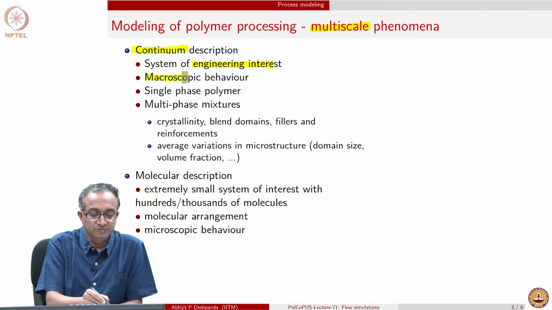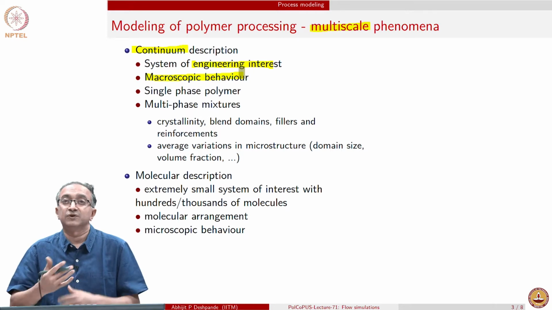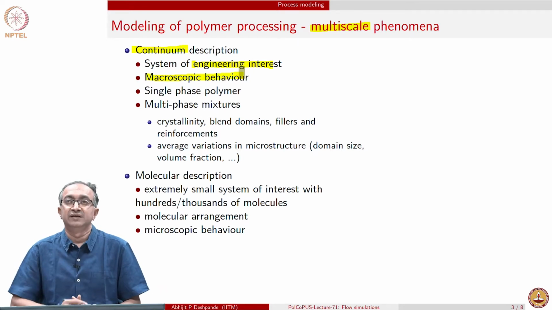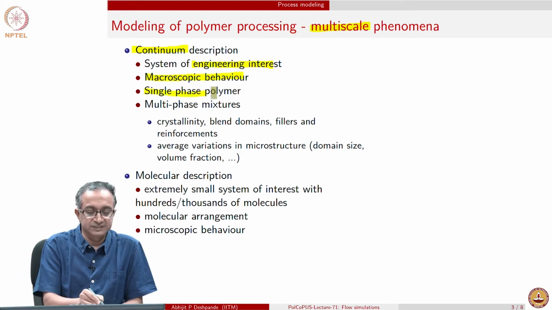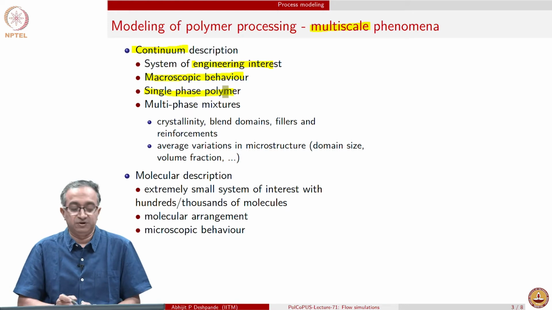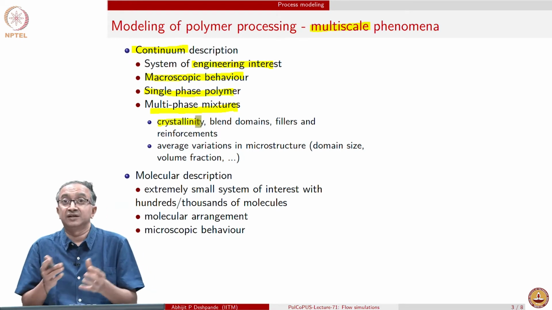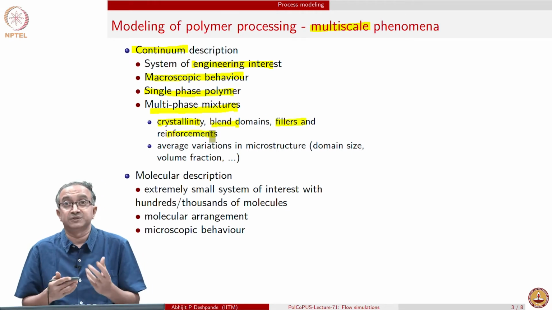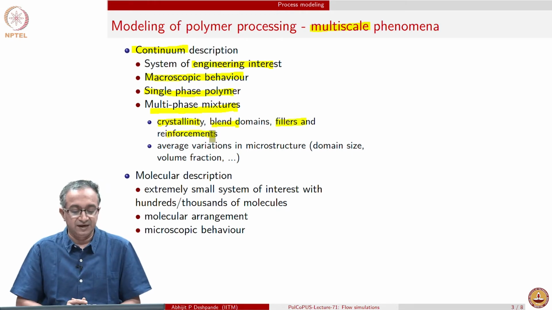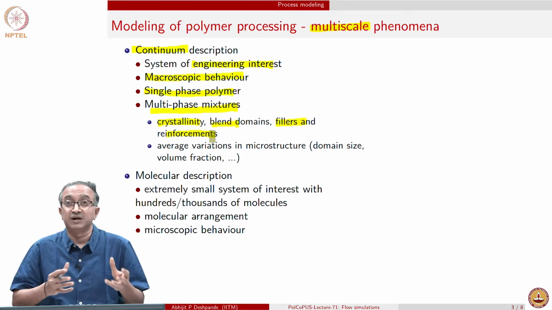So, this is very useful, because in the end we may be interested in looking at the macroscopic behavior in terms of what is the velocity and temperature profile, what may be the shape, and so on. And so, we could have a single phase polymer involved in a polymer processing operation, or a multi-phase mixture. And of course, a multi-phase mixture could be because we are having crystalline and amorphous domains. It could be because there is a blending, or it could also be that we have composite materials being processed.